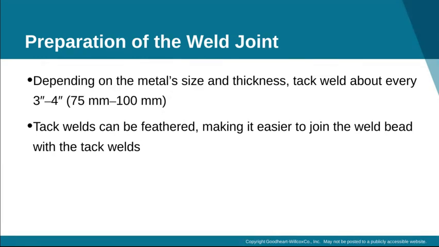Preparation of the weld joint. Depending on the metal's size and thickness, tack weld about every 3 to 4 inches. Tack welds can be feathered, making it easier to join the weld bead to the tack welds.